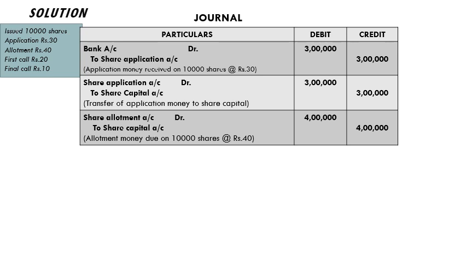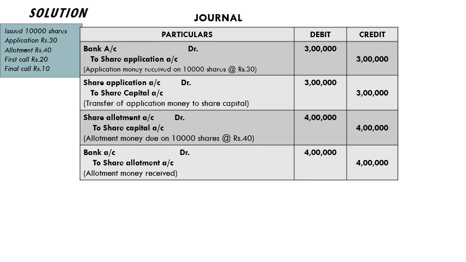So 4 lakh rupees. Then when the allotment money is made due, next we will get this allotment money from the public or the applicants. So whenever we receive this allotment money, our journal entry will be bank account debited to share allotment account, 4 lakh rupees. Now we have completed this allotment also.